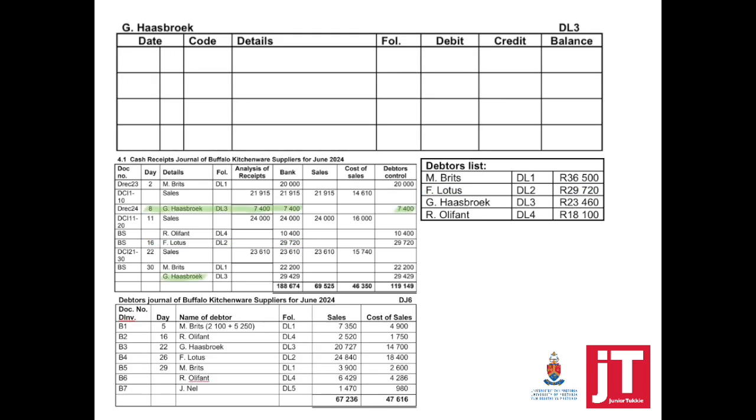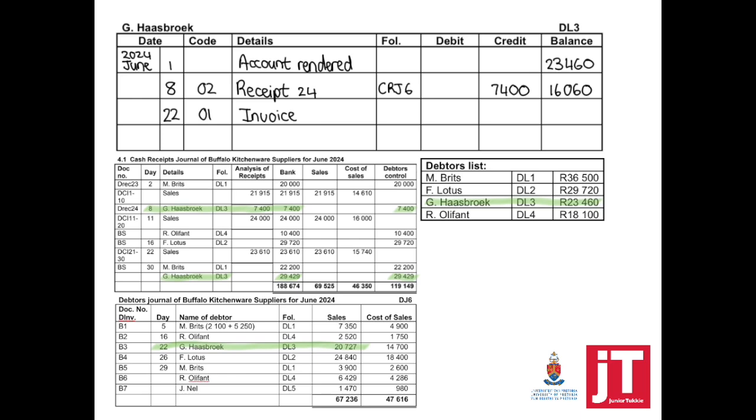Here Haasbroek, we start with the opening balance, 1st of June 2024, account rendered 23,416. Remember, it must be in date order, so the first transaction was on day 8. Duplicate receipt, so we write receipt number 24. Cash receipts journal, 7,400 on the credit side. The new balance, 16,016. On day 22, sold goods from the debtors journal. It means that goods were sold on credit. Source document, invoice number B3 from the debtors journal. The amount 20,727. My new balance, take 16,060 plus equals.